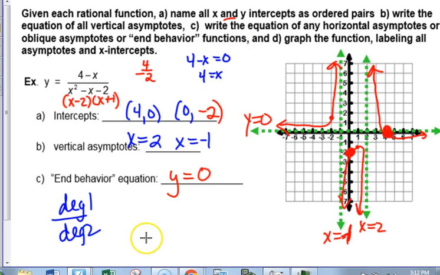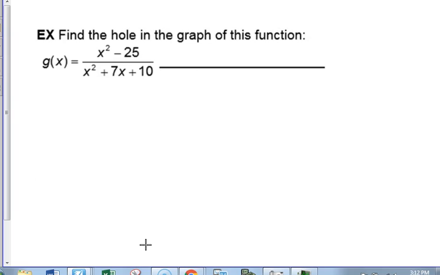We good? I'm not going to be super picky, I promise. All right, what do we have to do here? Factor the top. How does the bottom factor?